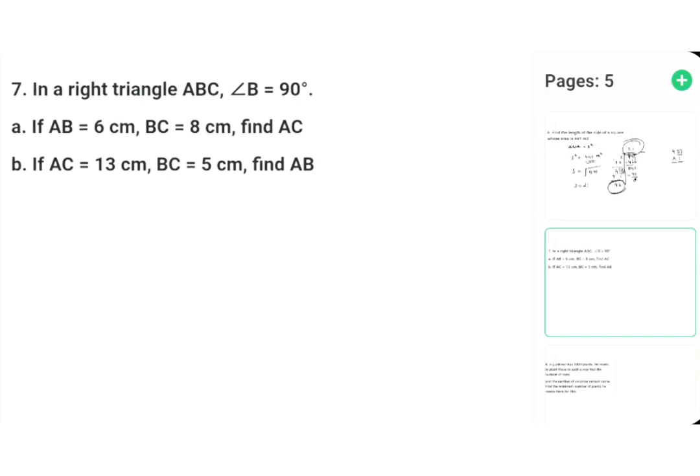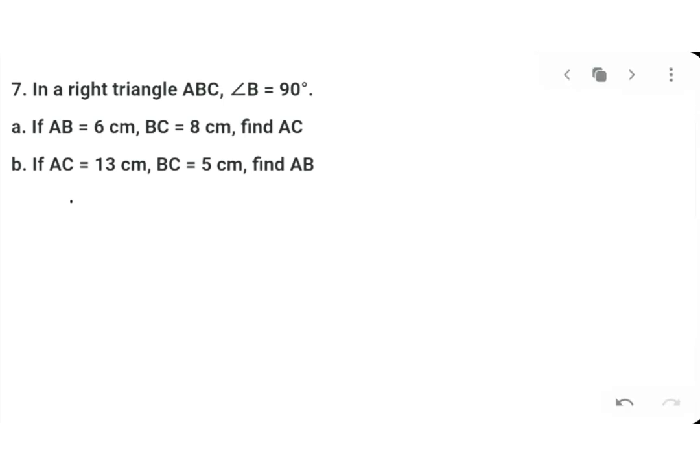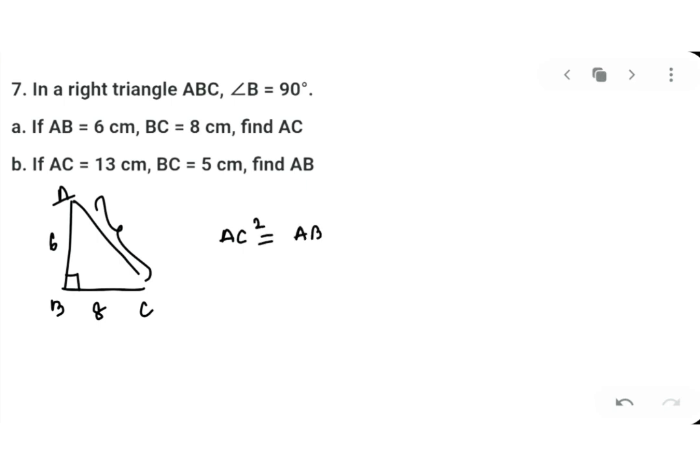Our next problem number 7, which says in a right angle triangle ABC, B is 90 degree. So I'll draw a small right angle triangle. In that I'll put B as 90 degree. A, B, C. You have AB as 6, BC as 8, and you have to find AC. Kids, do you know Pythagoras theorem? Pythagoras theorem says that the hypotenuse square is equal to first side square plus second side square. Hypotenuse, that is AC, we do not know, so I'll put it AC square. For AB we have the value. For BC we have the value.